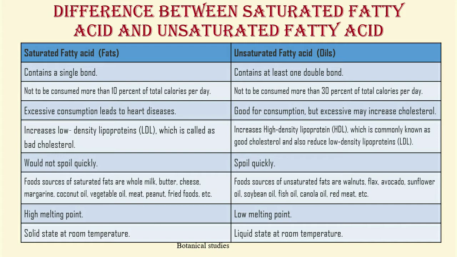Food sources of saturated fatty acids are whole milk, butter, cheese, margarine, coconut oil, vegetable oil, meat, peanut, fried foods, etc. While the food sources of unsaturated fatty acids are walnut, flax, avocado, sunflower oil, soybean oil, fish oil, canola oil, red meat, etc. Saturated fatty acids have a high melting point, while unsaturated fatty acids have a comparatively low melting point. Saturated fatty acid is found in solid state at room temperature, while unsaturated fatty acid is found in liquid state at room temperature.